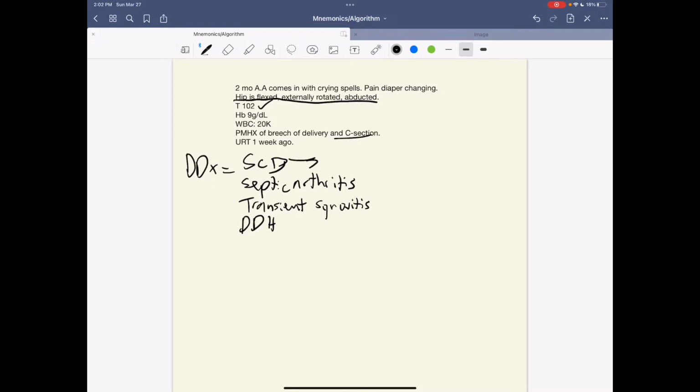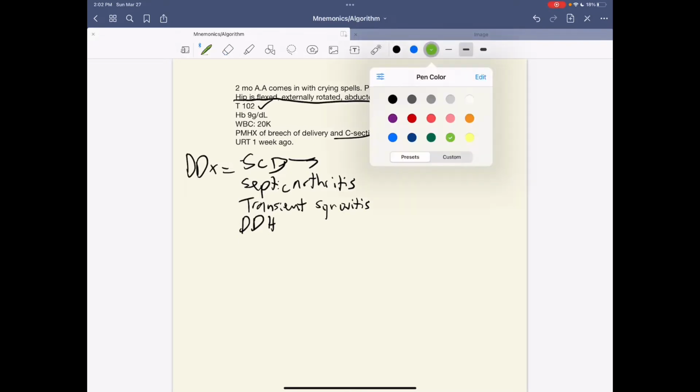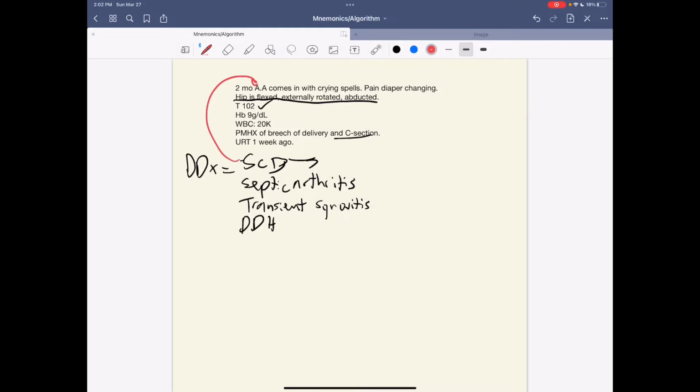Okay, sickle cell disease, I'll give 1 point. Why do I give 1 point? Because the child is African American, and they don't really give you any other clues as to what the child might have. So that's 1 point. For septic arthritis, let's see. Hip is flexed, externally rotated, and abducted. So that's 1 point. Child has temperature, and child also has leukocytosis. So let's give septic arthritis 3 points.